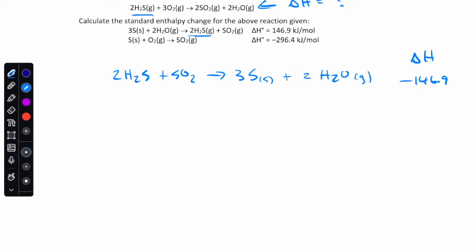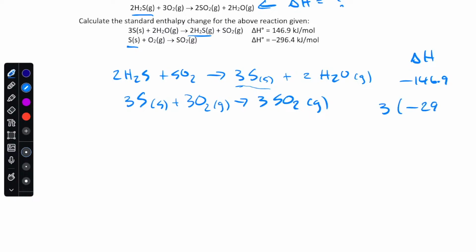The other one, you can see in our overall balanced reaction, the 3S doesn't appear. So we want to be able to cancel that out with the other reaction. And we have S over there, but we only have one of them. So what we would like to do is take that second reaction and triple it so that we can cancel our S's. So if we triple it, we get 3S solid plus 3O2 gas goes to 3SO2 gas, and this becomes 3 times negative 296.4.